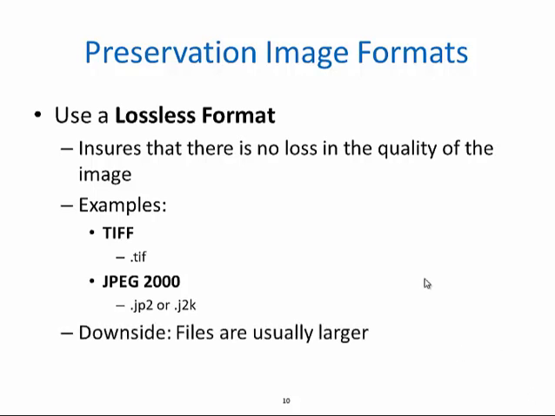Now the downside to using these lossless file formats is that typically they're much larger. One of the reasons that some of the other file formats are so popular is because they do compress the file and make it much smaller and easier to email and use on social media. But they do that at the expense of the quality of the image. So TIFF and JPEG 2000, although they create bigger files, are very important to use if you're creating images of things that you really care for.